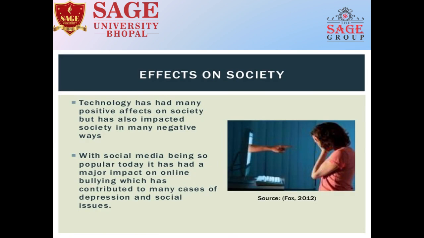Technology's effects on society. Technology has had many positive effects on society, but it has also impacted society in many negative ways. For example, with social media being so popular today, it has made a major impact on online bullying, which has contributed to many cases of depression and social issues. These are the bad effects.